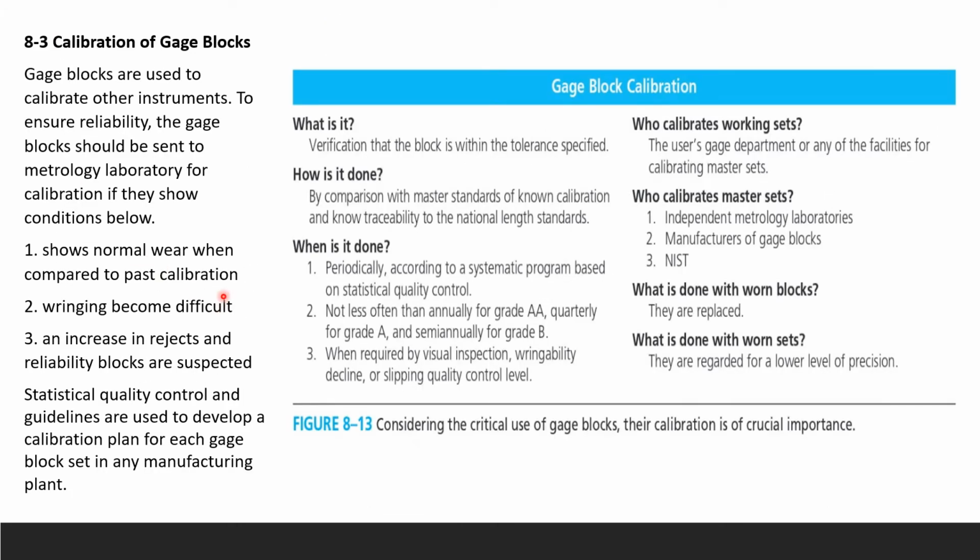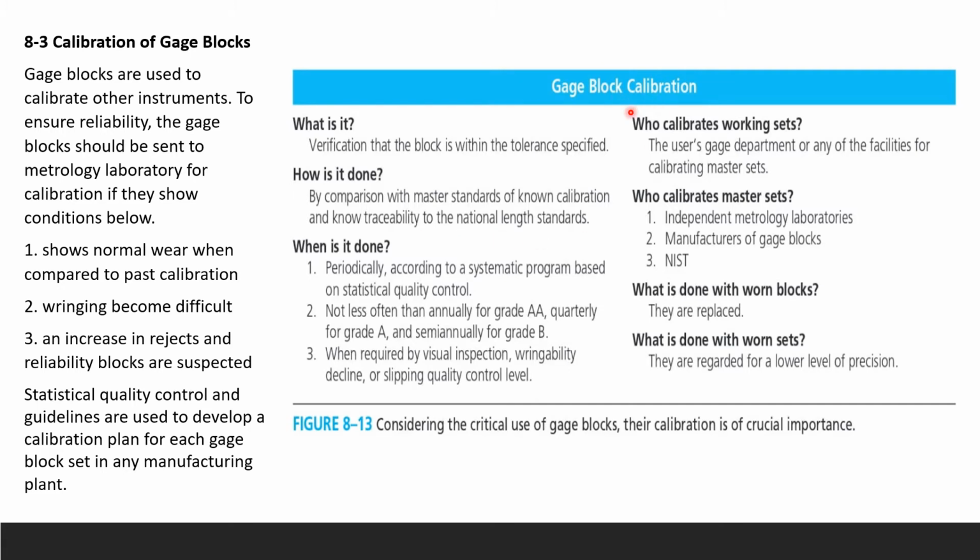In the lab, we're using gauge blocks as standards and trying to calibrate the instruments by using the gauge block. But we also have to calibrate the gauge blocks. So calibration of a gauge block, how are we going to do it? It's just a verification that the block is within the tolerance specified in the previous table. And how is it done? By comparing with master standards of known calibration and known traceability to the national length standard.